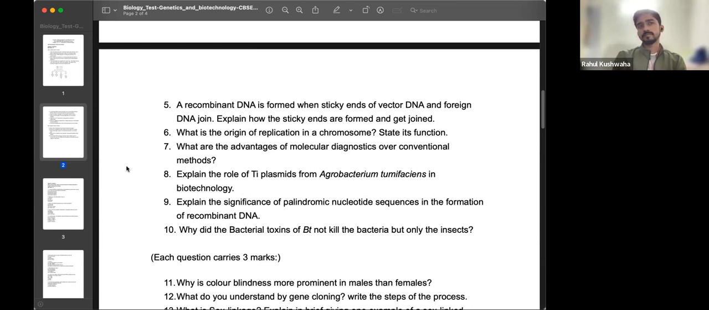Yeah, you're right. So you just give examples, but did you also write the advantage? Yes, sir, I wrote about the early detection, and then straight away wrote the example. Yeah, that's okay. You'll get marks.